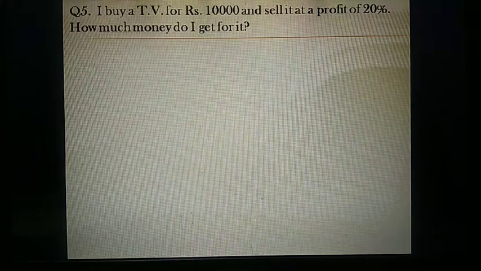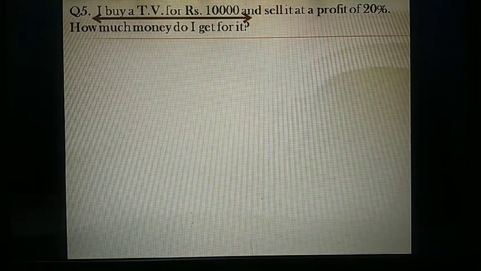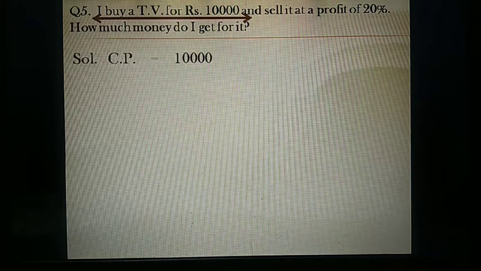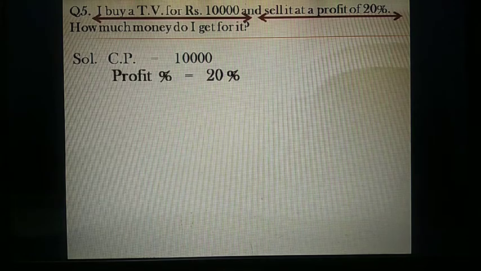Question number 5. I buy a TV for rupees 10,000 and sell it at a profit of 20%. How much money do I get for it? Buy a TV means cost price. Sell a TV means selling price. But it's given the profit is 20%. Whenever a percent of profit or loss is given, it is with respect to cost price.